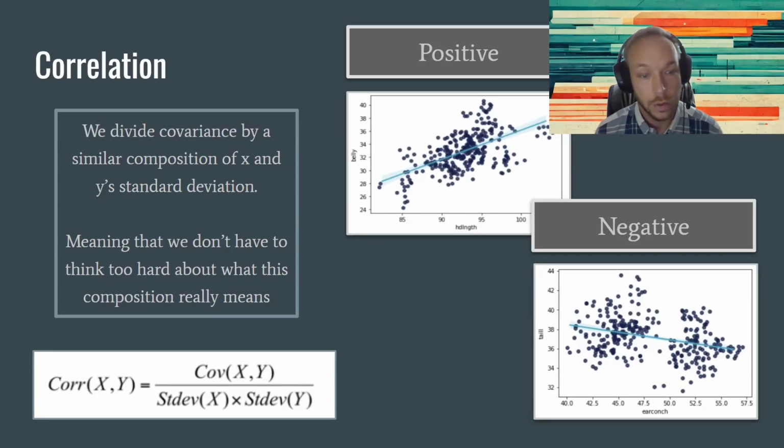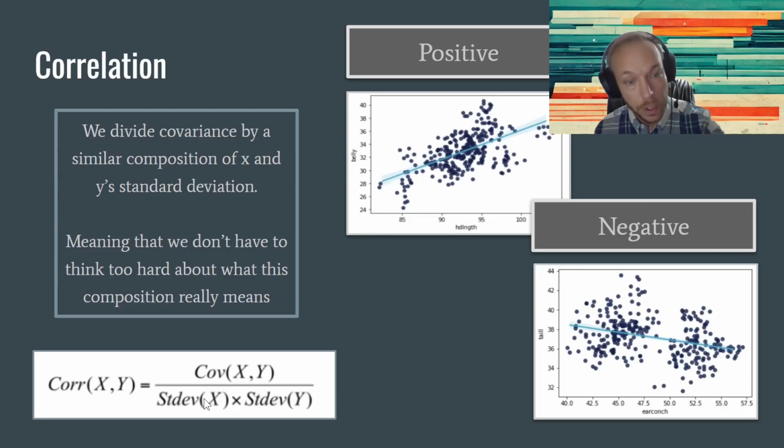Okay, so getting into correlation. We talked about covariance, and really we don't have to focus so much on covariance. It's a stepping stone for us to get to correlation. So we take the covariance that we talked about in the last one of x and y divided by the standard deviation of x times the standard deviation of y.